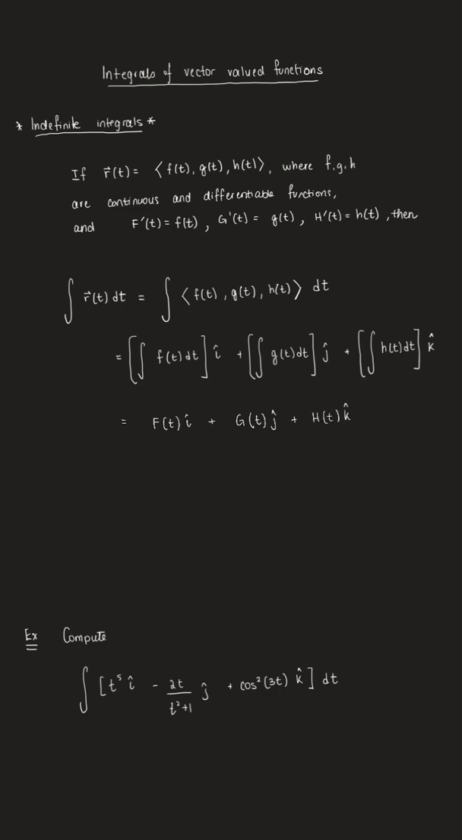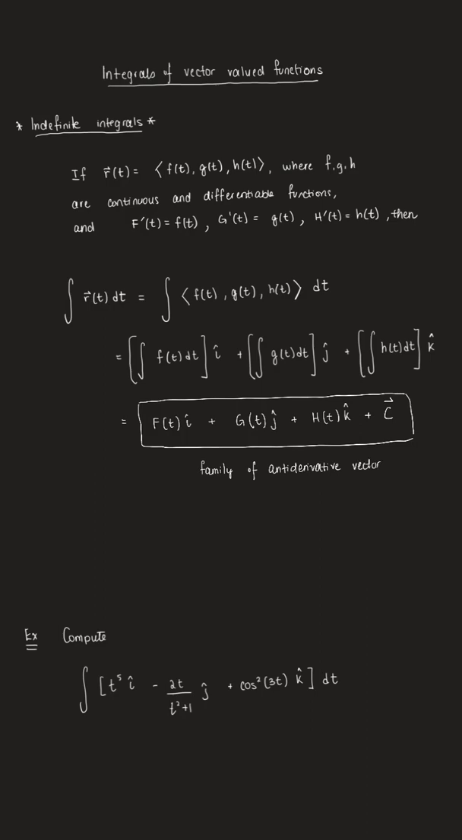Now, this is an indefinite integral, so we're also going to have a constant vector that we add at the end to give us the entire family of vector functions whose derivative is the given vector function. So this is a family of antiderivative vector functions. And that constant c that I added at the end is a vector, but it's a constant vector, so the components are scalars.